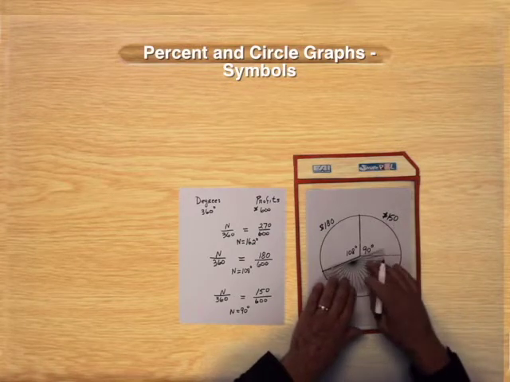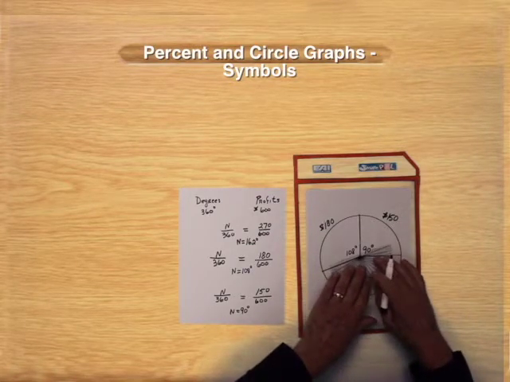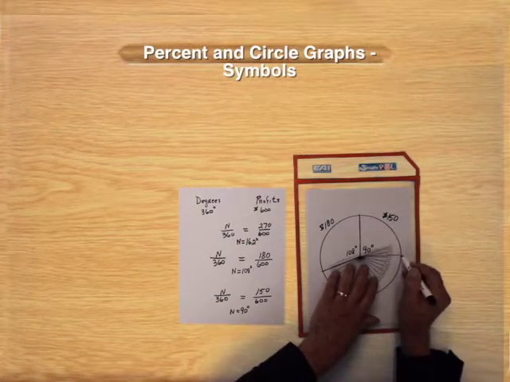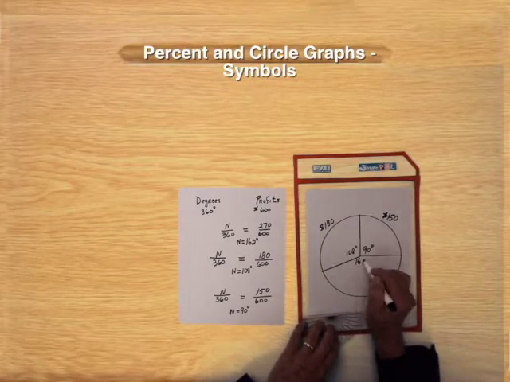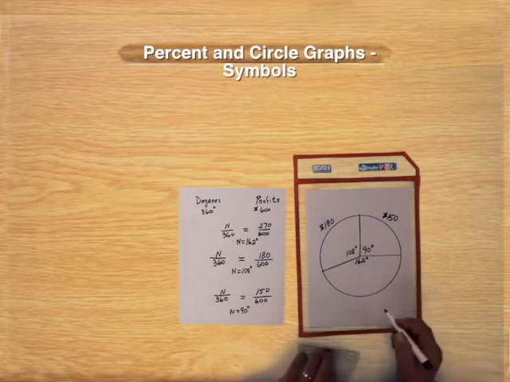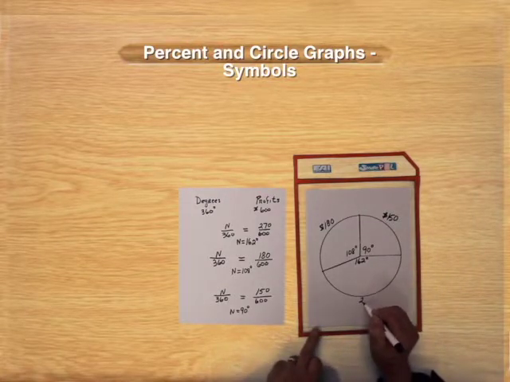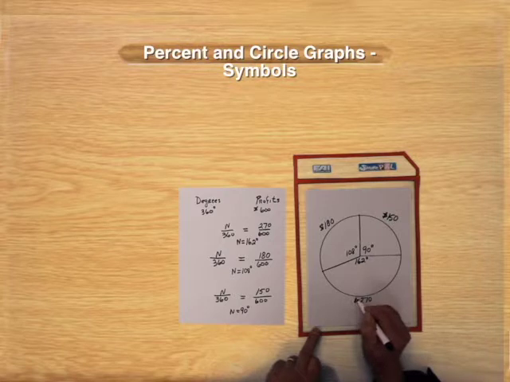And when we draw this angle, we find that it ends right there. It intersects the circle there. So this is going to be an angle of 162 degrees and is going to represent $270 in profits.